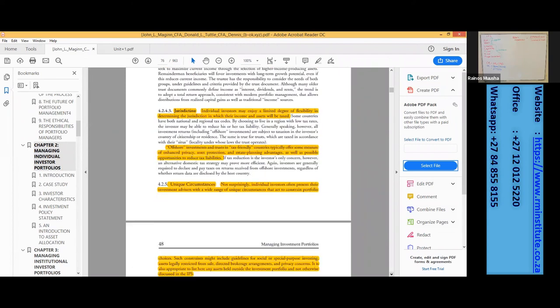Then you also have to consider what? Jurisdiction. And here they say individual investors may enjoy a limited degree of flexibility in determining the jurisdiction in which their income and assets may be taxed. For example, offshore investments in trusts in tax-friendly countries typically offer some measure of enhanced privacy, asset protection, and estate planning advantages, as well as a possible opportunity to reduce tax liabilities as well.